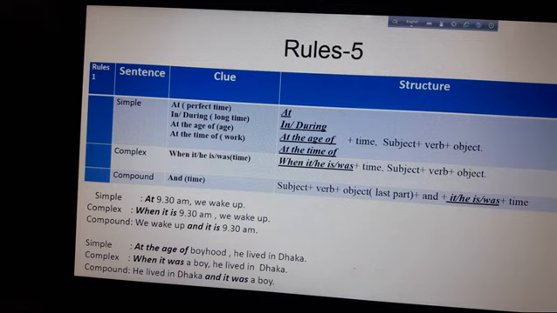So this is very important, these rules. I hope all the students will clearly understand. If you do not understand, you can ask me, then I can answer and solve the problem. Okay.